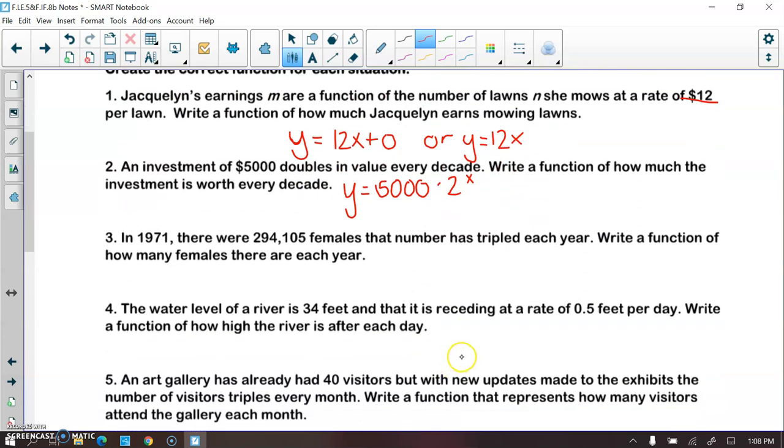Number three, in 1971, there were 294,105 females, and that number has tripled each year. Write a function of how many females there are each year. Since we're tripling, that means we're multiplying by 3 every time. That means this is exponential. So we started with 294,105. That's your A value in your exponential function. And we're multiplying by 3 every year, so times 3 to the x power.